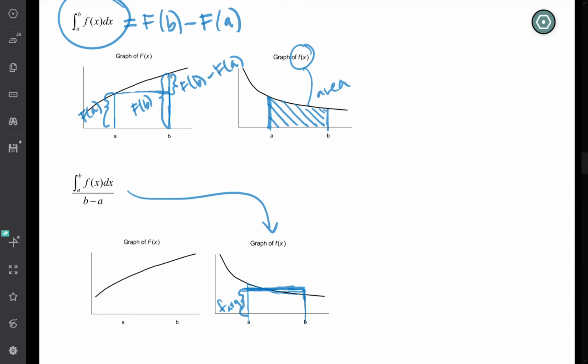To figure out what this looks like on big F, we're back to our first fundamental theorem. We want big F of b minus big F of a over b minus a. And that is absolutely a slope on big F. That's the slope of a secant line. So I want to take the point a, big F of a, b, big F of b, and I want to connect those 2 points with a secant line. And the slope of the secant line is equal to whichever of those two you're looking at.